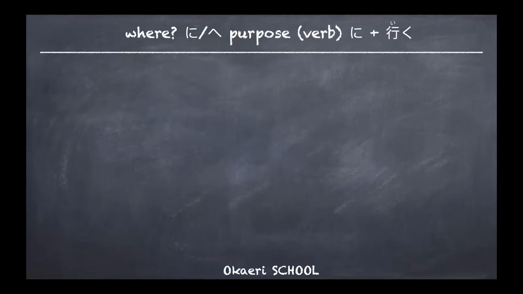But when you don't want to keep saying ni, maybe for a change you can change to the e, with just the same meaning. So destination, the place, and then purpose plus verb. And then you put this particle ni and then iku. For example, iku, iku.